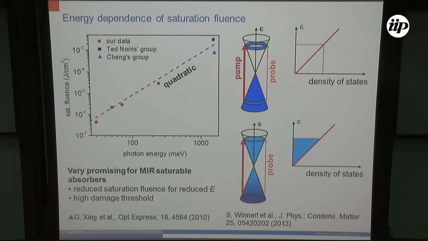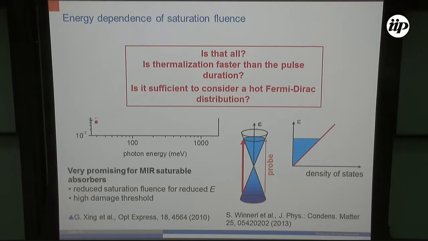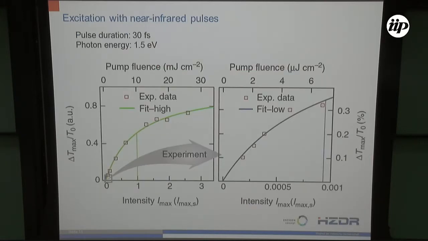Well, we could get a quadratic one if we say the system instantaneously thermalizes, or thermalizes faster than the pulse duration, when we fill some space here in the conduction band, and this would give a quadratic relationship. So maybe this is pointing in this direction. And since these pulses were really on a picosecond timescale, this probably is true, but the system thermalizes faster, and we essentially deal with a hot Fermi-Dirac distribution. So is that everything? Is that nice, but maybe kind of boring? But it's not the whole story.